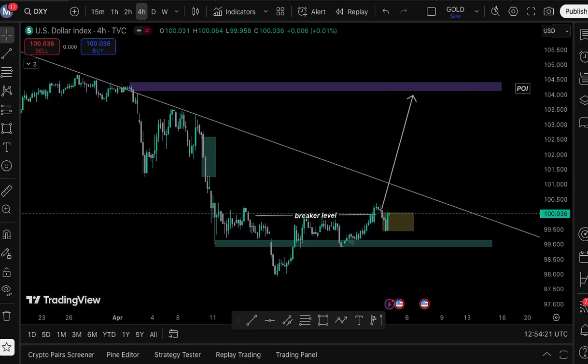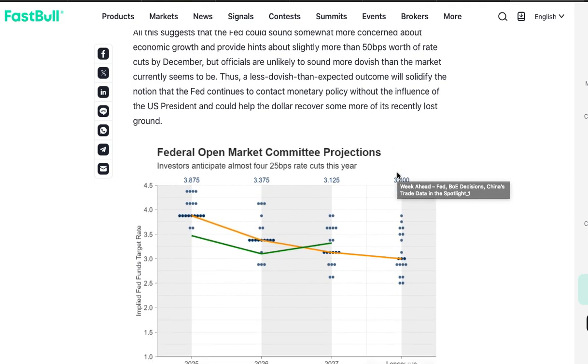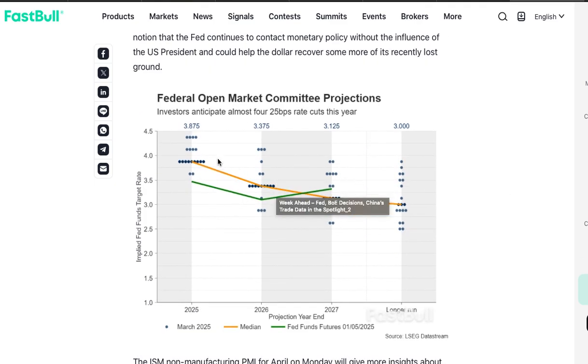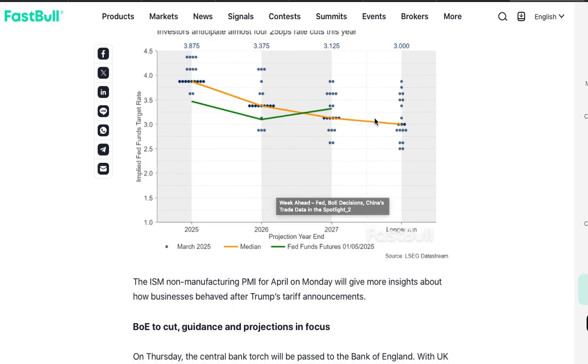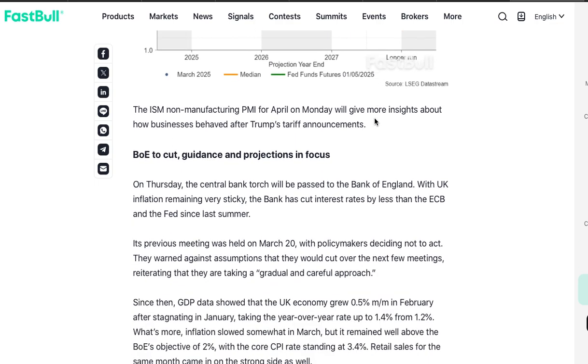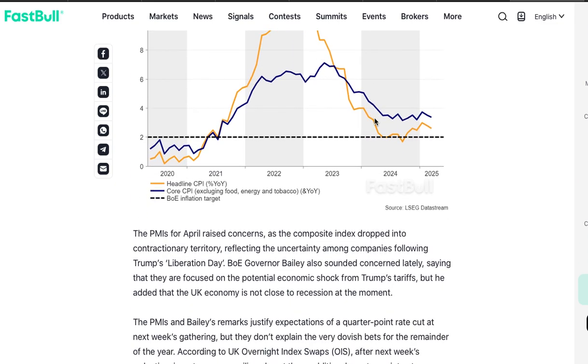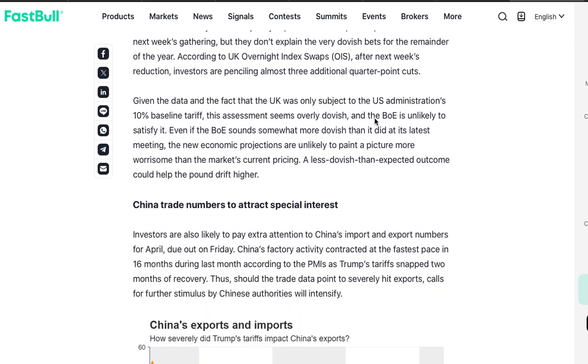And you can see here, investors are anticipating almost 425 bps rate cuts this year. So we can see the rate cuts this year in the dollar index, and the interest rate will fall by 0.25% points.